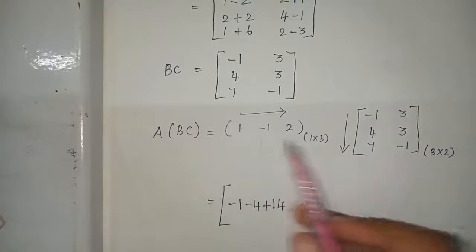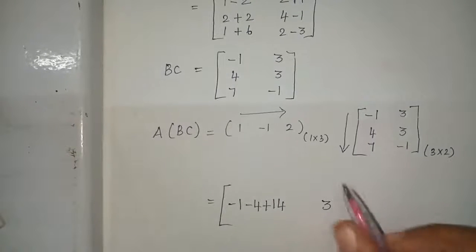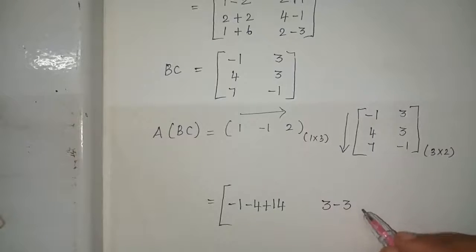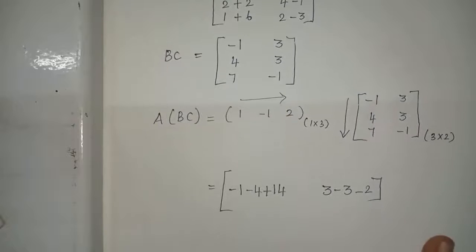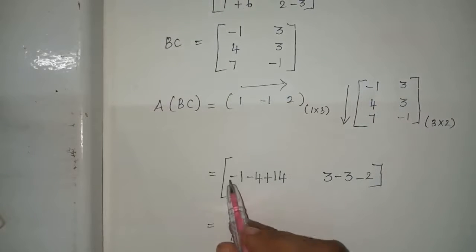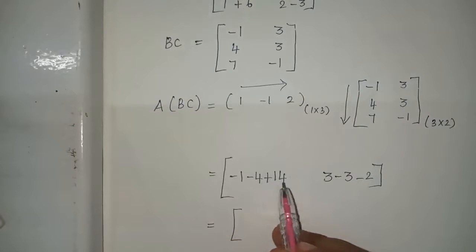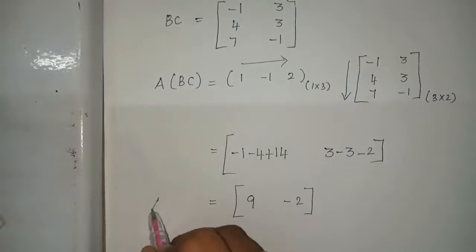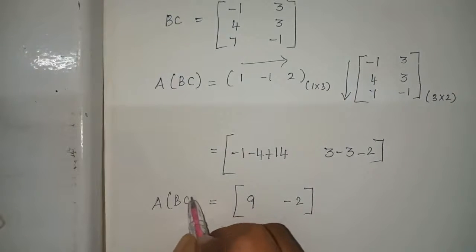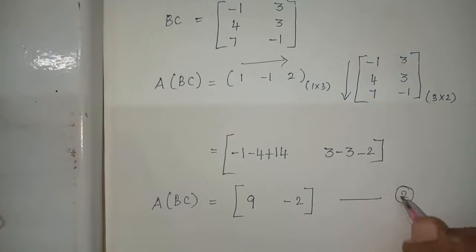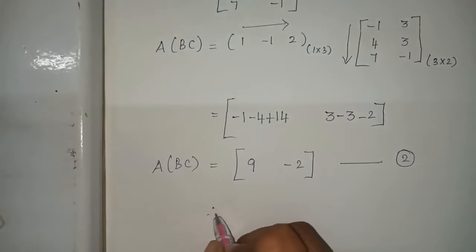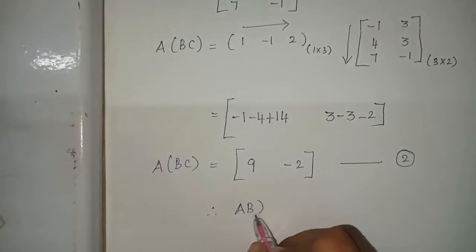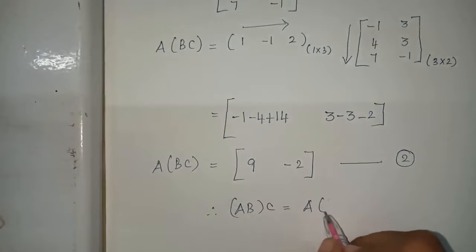So first row, second column: 1 into 3 is 3, minus 1 into 3 is minus 3, 2 into minus 1 is minus 2. So minus 1 minus 4 plus 14 is 9, and 3 minus 3 minus 2 is minus 2. So this is the matrix of A into BC, which is your equation number 2. So from 1 and 2 we proved that AB into C is equal to A into BC.